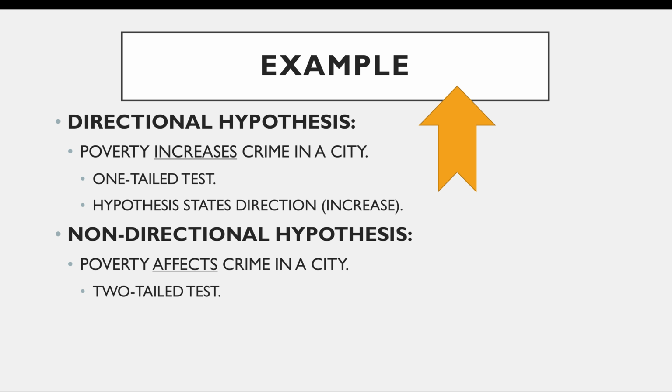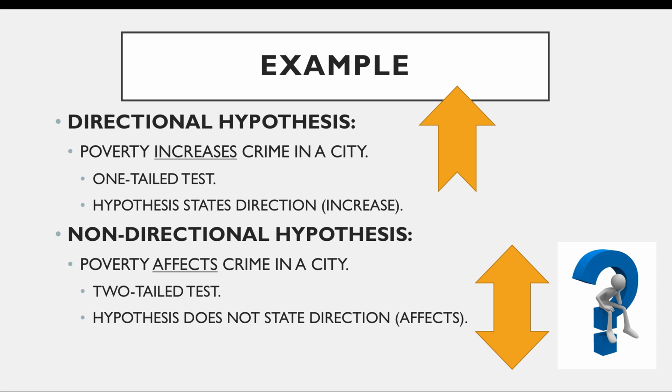In that case, we are going to do a two-tailed test. Why? Because it does not state the direction. It only tells us that it's going to affect the crime. Okay, so I hope this helps. Again, first one, it shows us the direction. Second one, we don't know what direction is going to go. It just shows that it's going to affect.